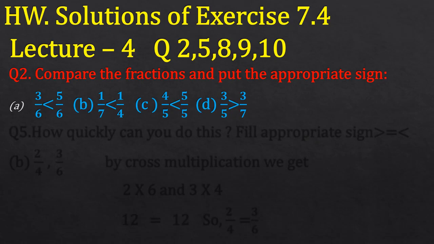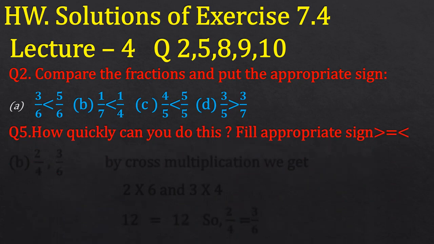D part, 3 upon 5, 3 upon 7. Again, the numerators are same, so whose denominator is smaller, that fraction is greater. 5 is smaller than 7. So 3 upon 5 is greater than 3 upon 7. Clear? Now let's move to question number 5.